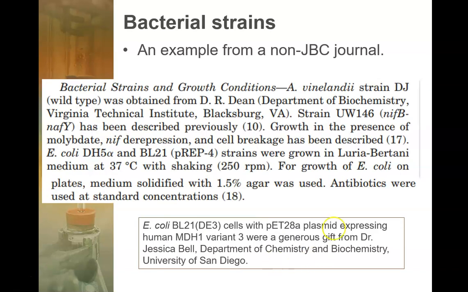Starting with bacterial strains. This is from a non-JBC journal, so I showed this in class. But it does have this model of somebody who was given a gift of something that's not commercially available. So our cells are E. coli. It's a strain BL21DE3, and what I got in the mail from Dr. Bell was an LB plus kan plate streaked out with these cells. So they were cells with a plasmid, and the plasmid expresses the human MDH1 variant 3. So that's what we got. So once I get something like this, then I can start a liquid culture and then do a plasmid mini prep, and then I can purify the plasmid, the wild type plasmid.